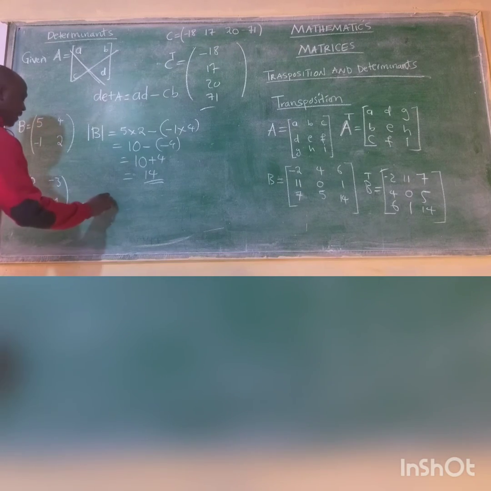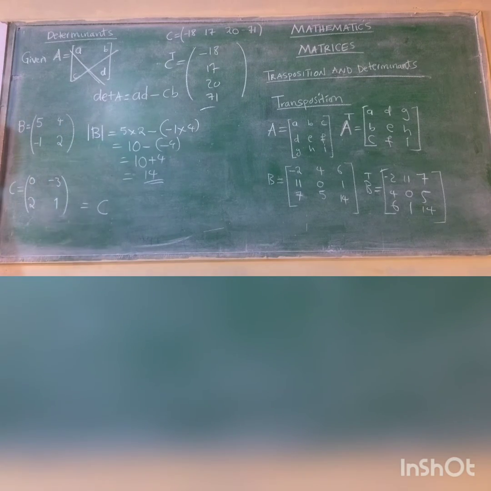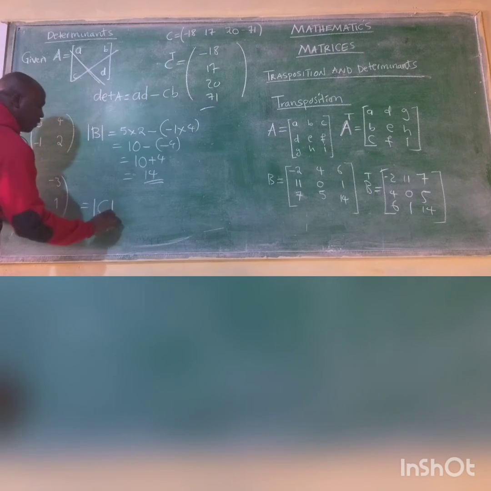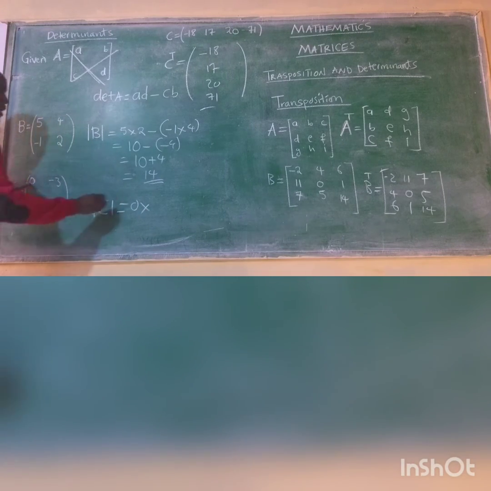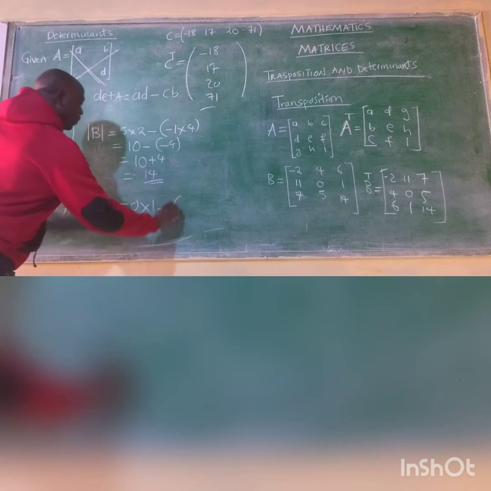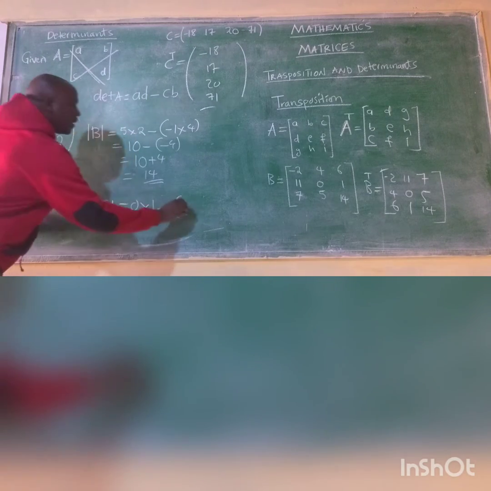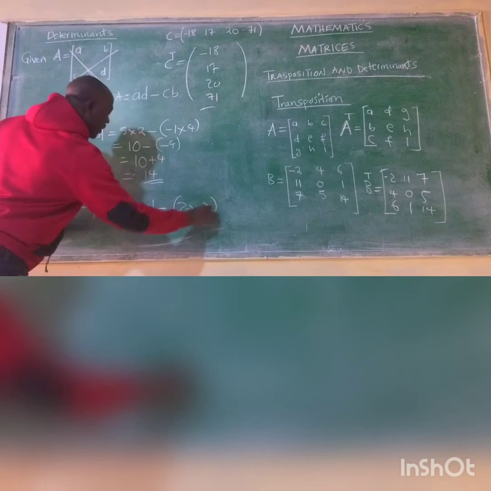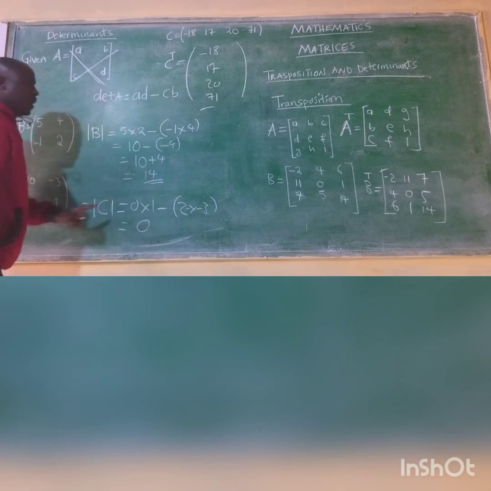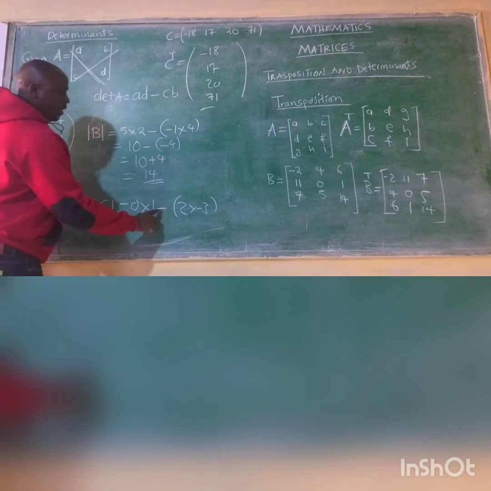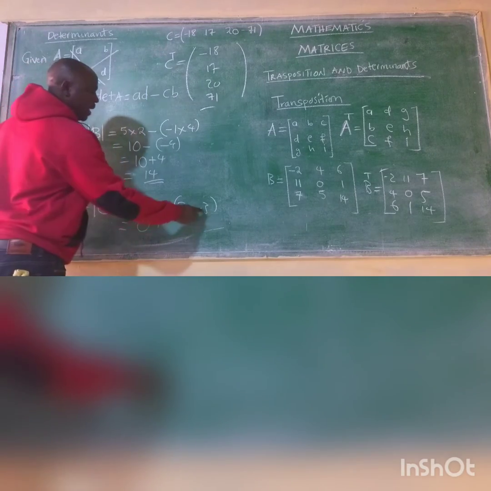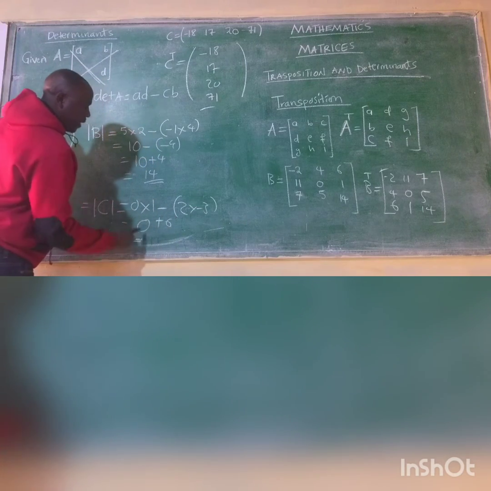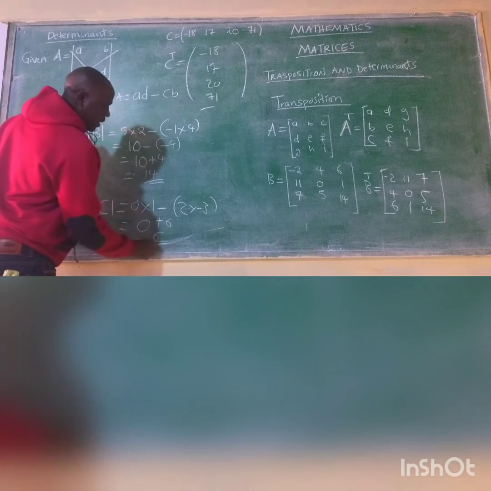Now let's move ahead and look at how to find the determinant of matrix C. So matrix C, as usual, determinant of matrix C, we multiply 0 by 1, then we subtract 2 multiplied by negative 3. So this is going to give us 0. If we like, we can just open bracket just here. This negative multiplied by that negative is going to give us positive. So 2 by 3 is going to give us 6. Then when we add 0 plus 6, of course, you know this is going to give us 6.